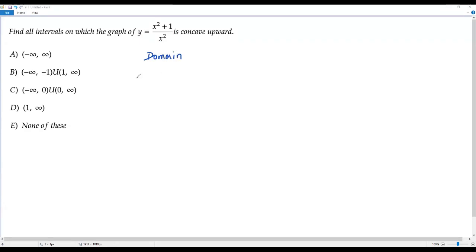Once I get the domain, I have to find the first derivative and second derivative of the given function, that is dy over dx, the first derivative, and the second derivative, d squared y over dx squared. Once we get both derivatives, I have to equate the second derivative to 0 and solve for x. For example, when I equate the second derivative to 0, I get two values for x, say x equals a and x equals b.